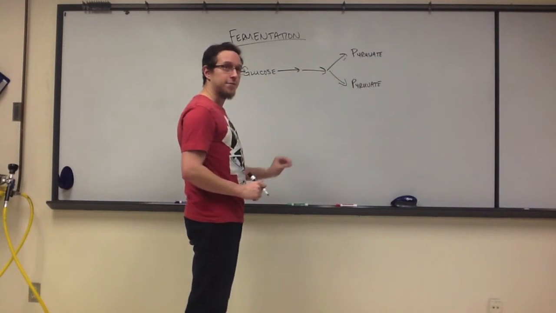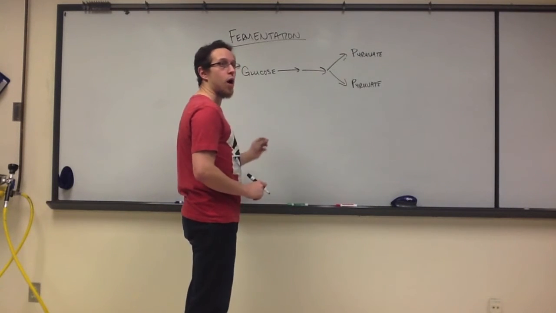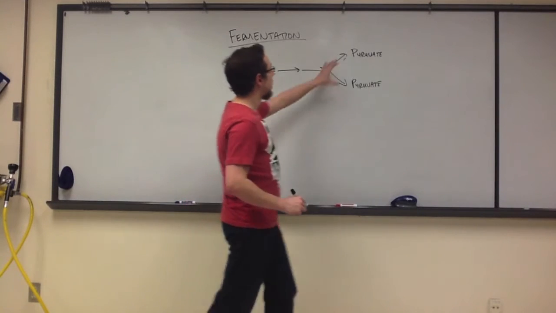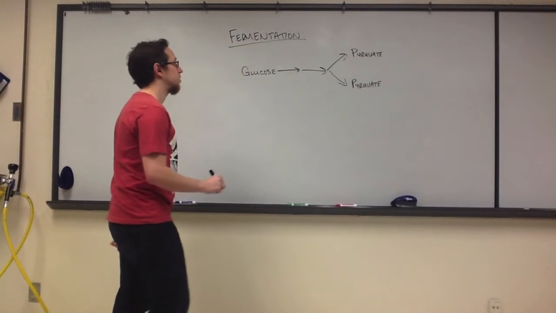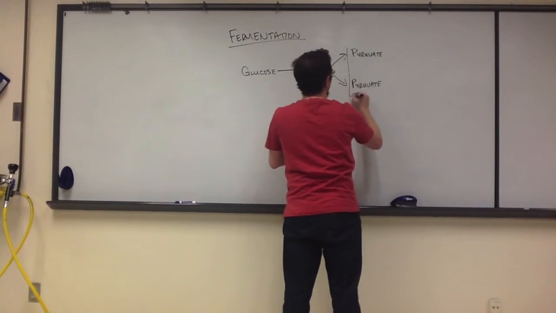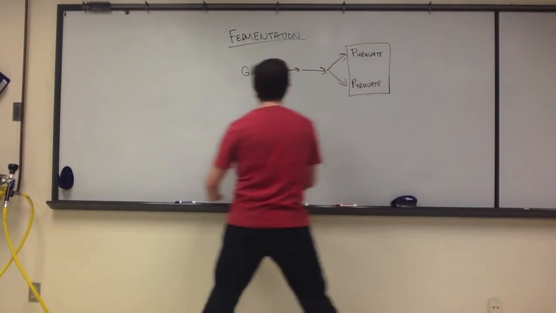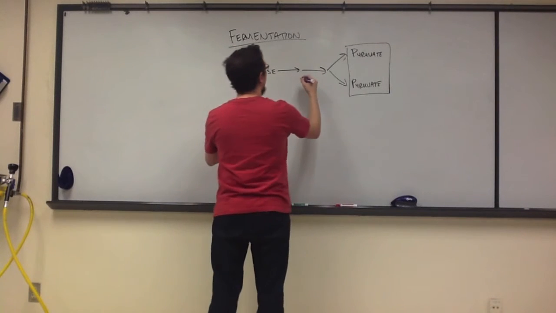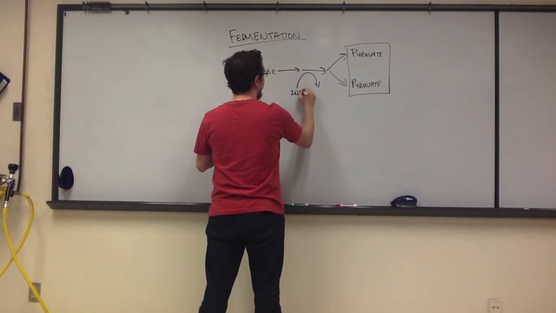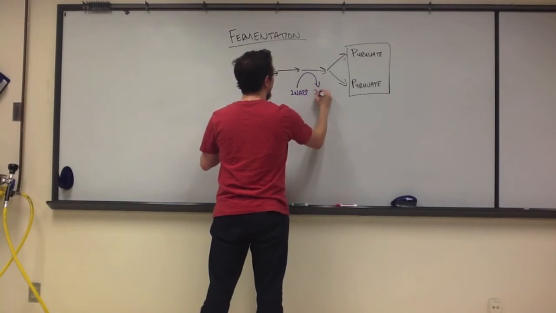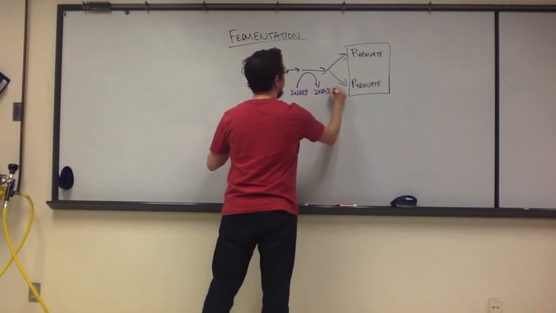But in the event that there is no oxygen present, rather than the pyruvate entering the mitochondria, they will remain in the cytoplasm and undergo a process called fermentation. Now recall that in glycolysis, part of the process is where 2 molecules of NAD+ are reduced to 2 molecules of NADH.